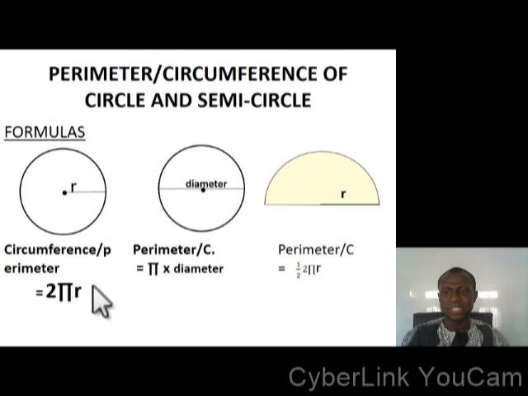Okay, so as you can see here, the formula of a circle when radius is given is 2 pi r, and here we have a semicircle when r is given. So that will be half of 2 pi r. Can you see it now? Half of 2 pi r. That gives us the perimeter of the semicircle.